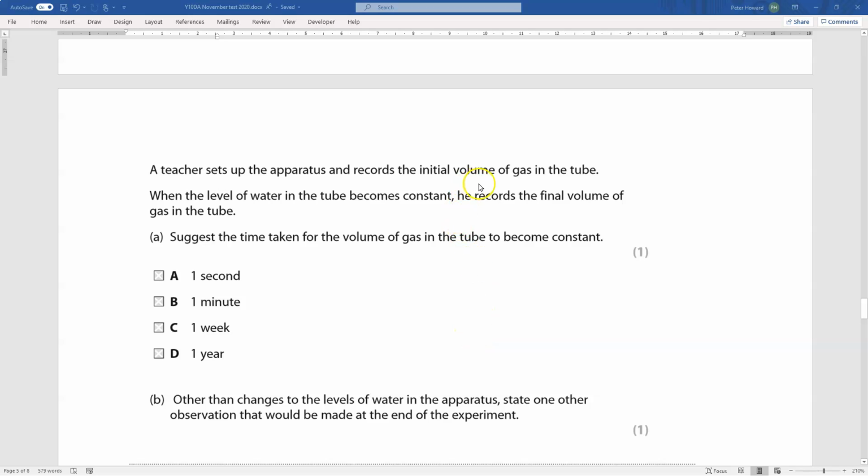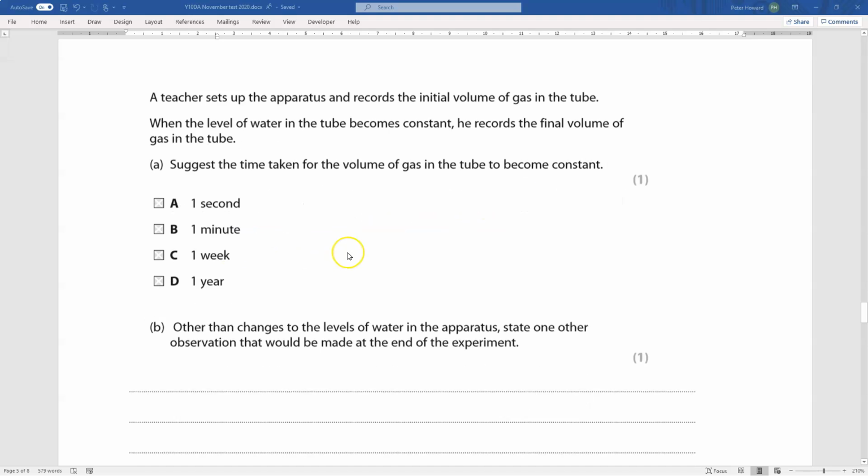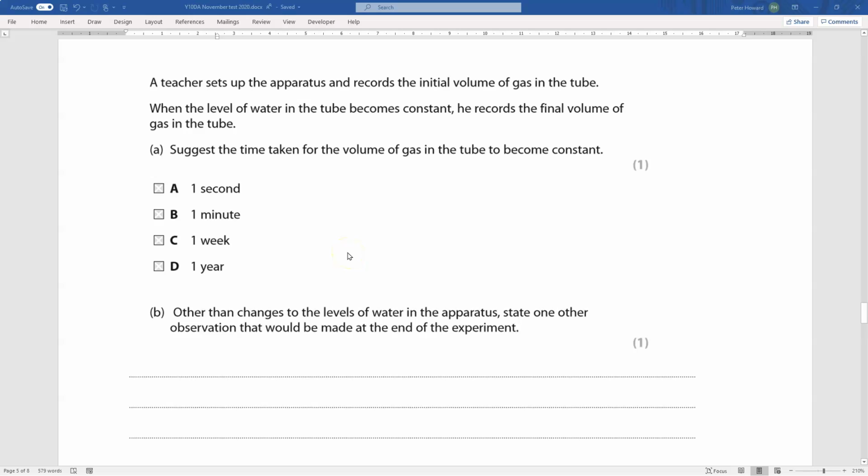So record the initial volume, then when it becomes constant, as in the water stops rising up, record the final volume. How long might it take for rusting to occur? If you think about your bike chain or something, if you blink, it hasn't suddenly rusted. Even after a minute, it still hasn't rusted. But if you leave your bike maybe outside for a week, it probably will have rusted.